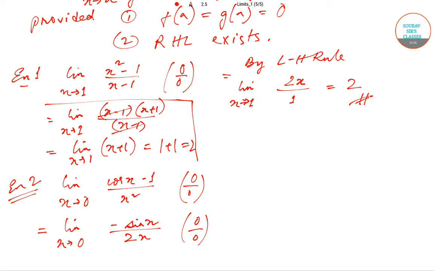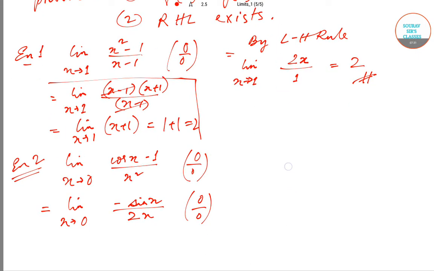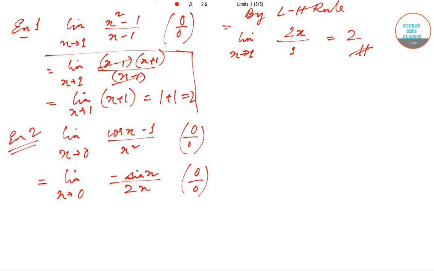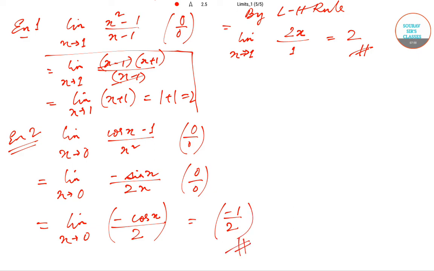The question is, will we stop doing the LH method here? No, we'll continue the LH method till we get a format which is not the 0 by 0 or the infinity by infinity format. So again differentiating, we get the limit as x tends to 0 of minus cos x, since the derivative of minus sin x is minus cos x, divided by 2, since the derivative of twice x is 2. If we put x equal to 0 here, cos of 0 is 1, so we get minus 1 and 2. So the value is minus 1 by 2. This is the process that we apply for the LH rule.